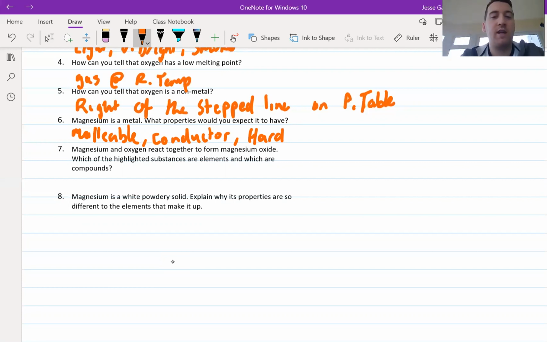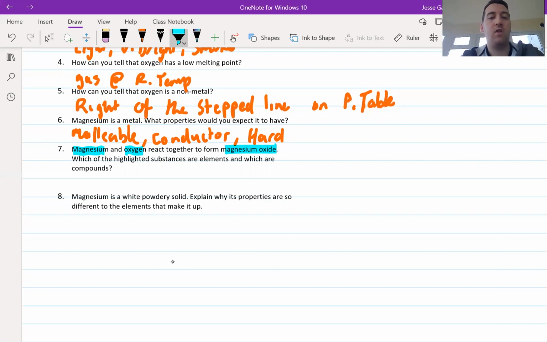Magnesium and oxygen react together to form magnesium oxide. Which of the highlighted substances are elements and which are compounds? Sorry, I forgot to highlight these, so I'm going to do that for you now. Magnesium, oxygen, and magnesium oxide. So which of the highlighted substances are elements and which are compounds? Pause the video and do that now.